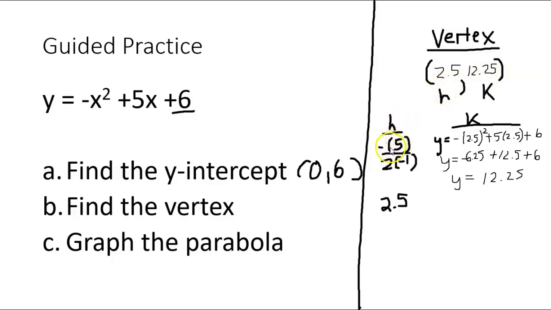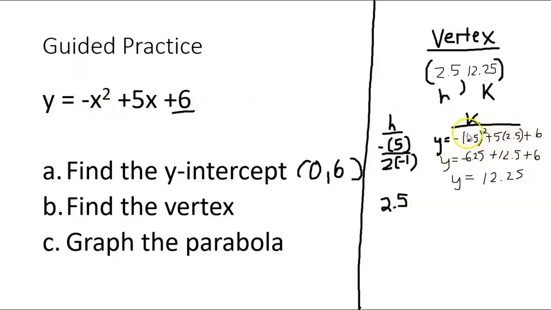Now for the h, you plug in the b and the a into the negative b over 2a formula. The negative on top and negative on the bottom cancel, so it comes out to be positive. Then basically you have 5 divided by 2, which is 2.5. Now that's what we're going to plug into our equation.